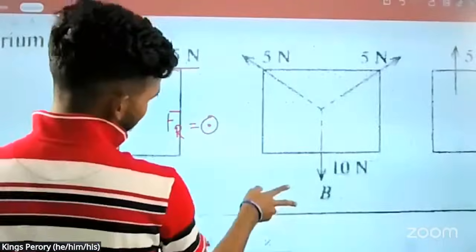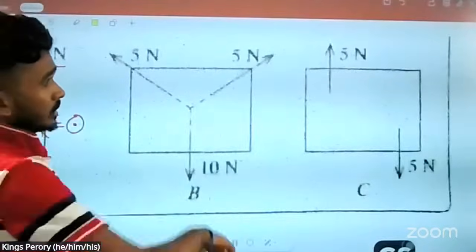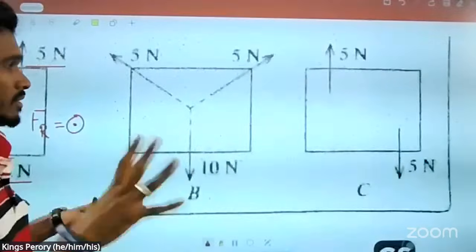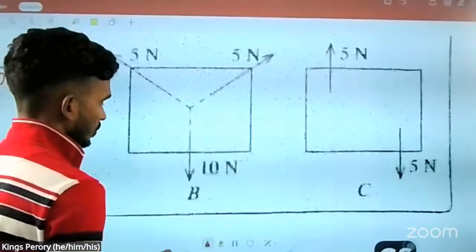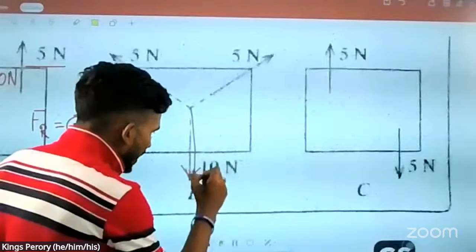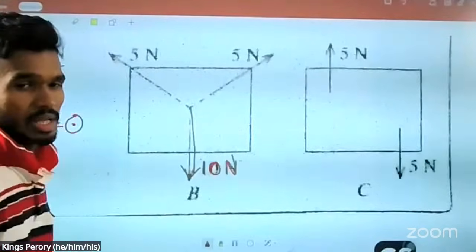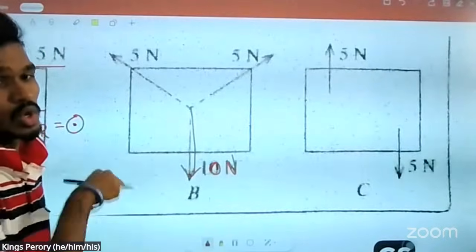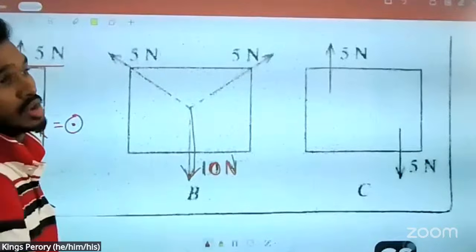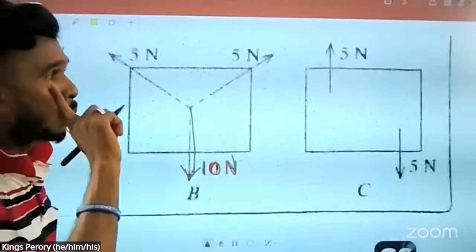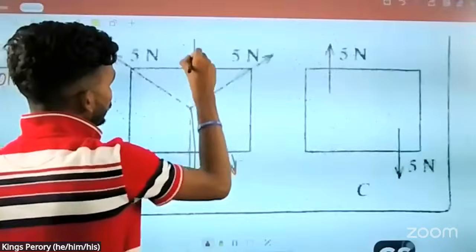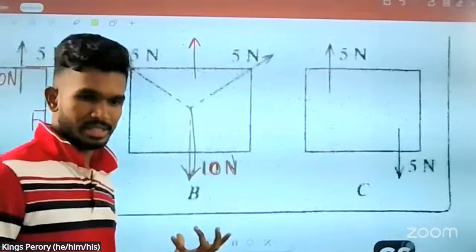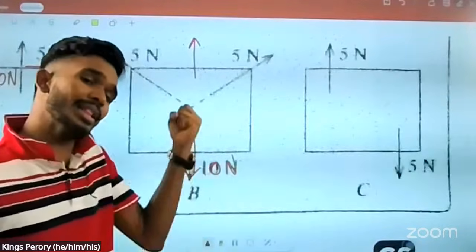Come to the second instance. Now there are 3 forces. These are non-parallel forces. We'll analyze. Downward, we have a 10 Newton force. Think and tell me, to balance this downward force, for this to be at equilibrium, what should the upward force be? Downward 10 Newton is there. To balance it, what should be the upward force?